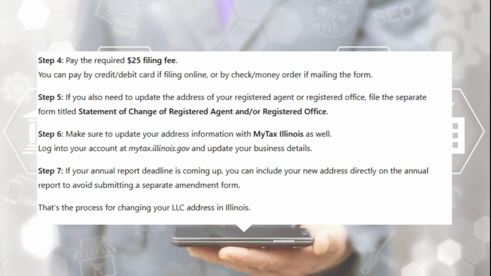If you also need to update the address of your registered agent or registered office, file the separate form titled Statement of Change of Registered Agent or Registered Office.